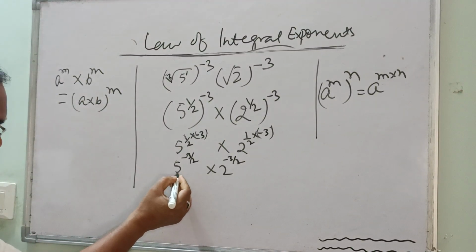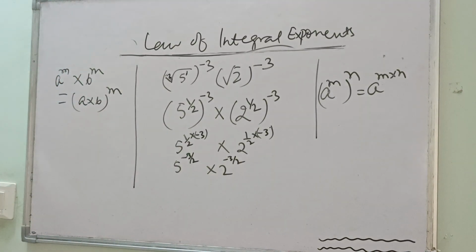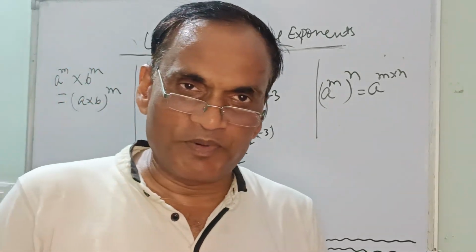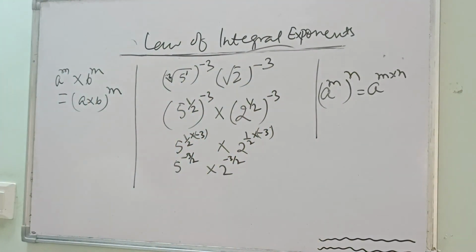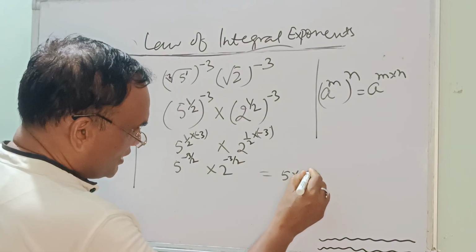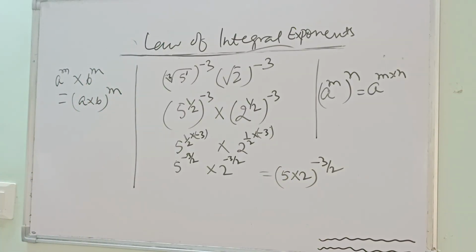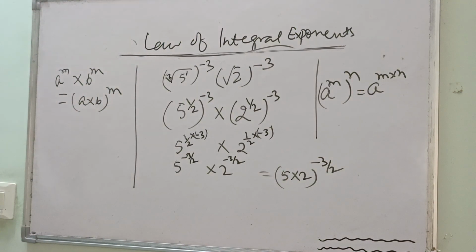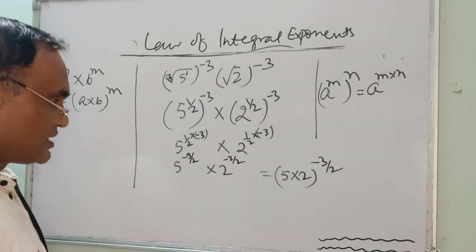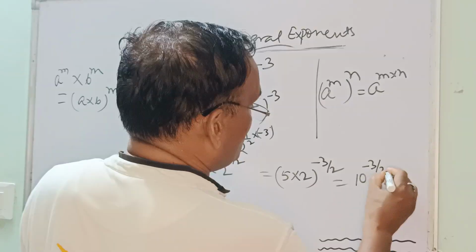So we can multiply this 5 into 2. Can you multiply this? Yes, very good answer. We can multiply. So 5 into 2, we'll write here, gentlemen, 5 into 2 to the power minus 3 upon 2. So we can write this. Now what is the answer, gentlemen? 10 to the power minus 3 upon 2.